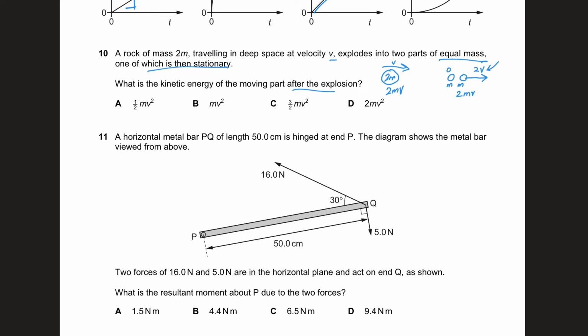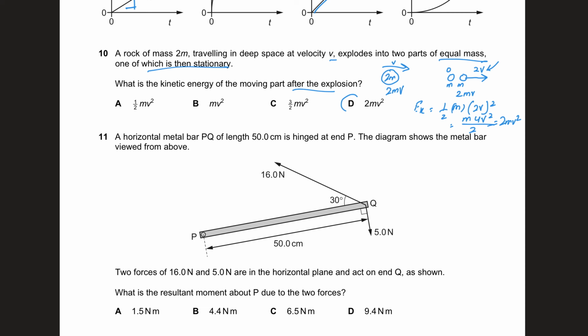So now we have the mass and the velocity of the moving rock. So the kinetic energy is half times mass times velocity, which is 2v squared. And this gives us m times 4v squared over 2, which is equal to 2mv squared.